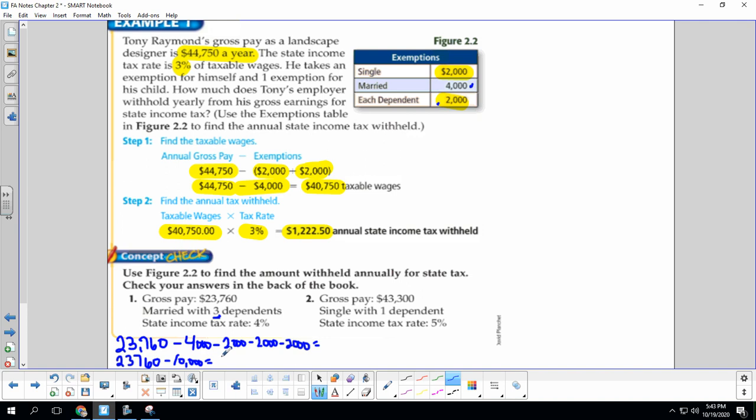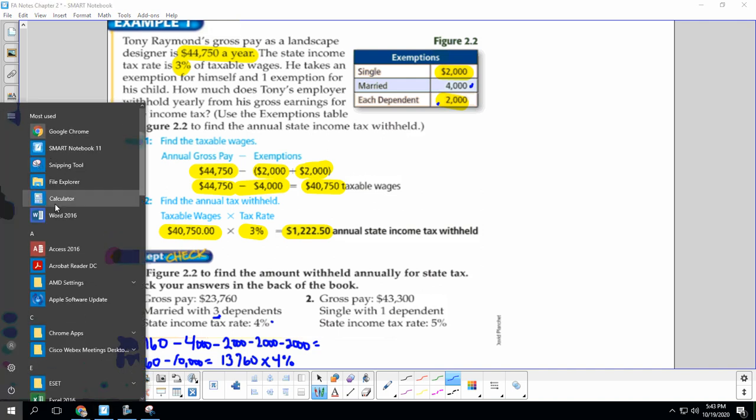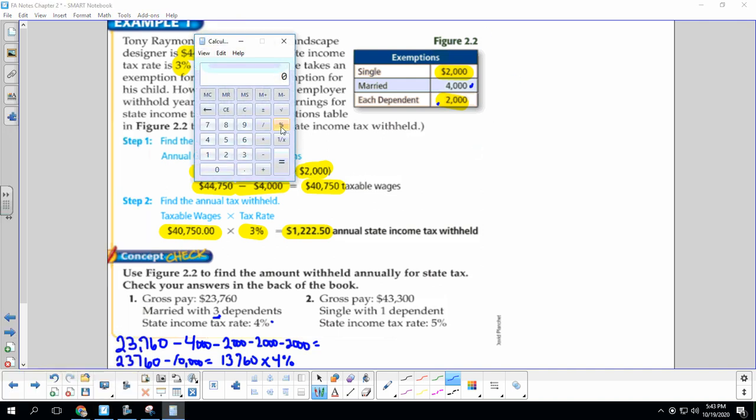I don't even need a calculator for that one. I know that is 13,760. Then we're going to multiply it by the tax rate, which is 4%. And then let's pull up our calculator and do that in real time so you can see how to use a calculator. Oh, I got my percent key. Okay, so times 4%.